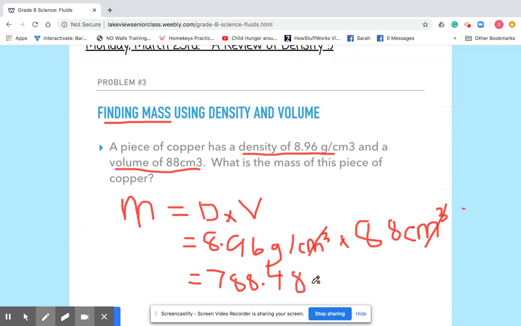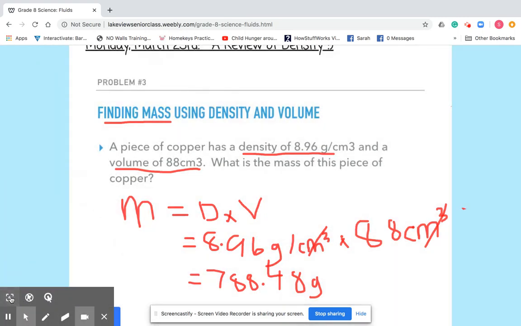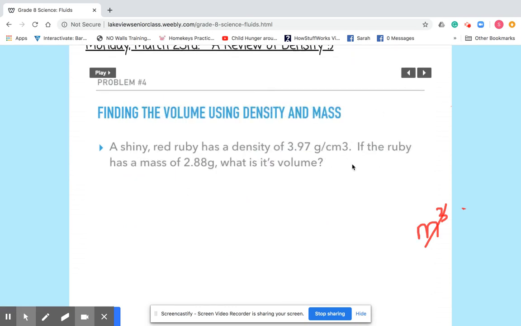Perfect. Okay, just take a moment then right now to pause and write down these notes in your book. And then we'll move on to the next question. And it's the last question for today. Okay, I'm just going to erase this bit over here.